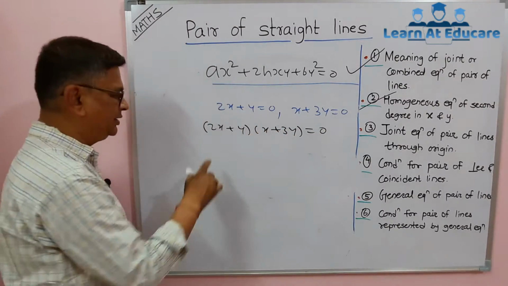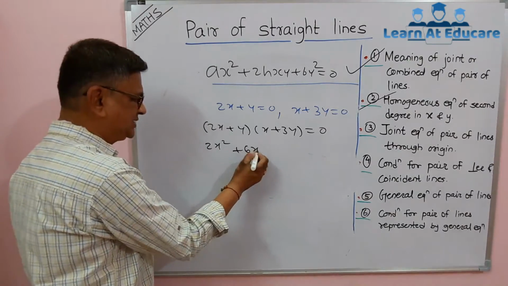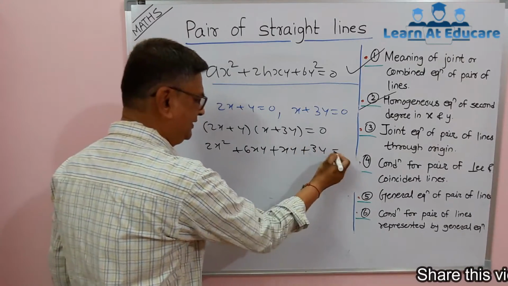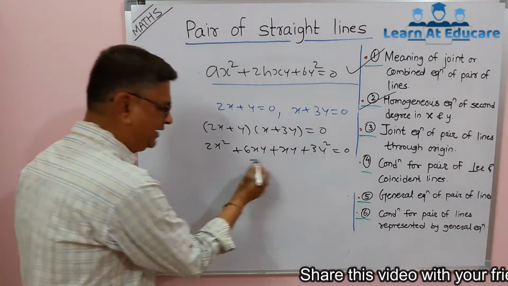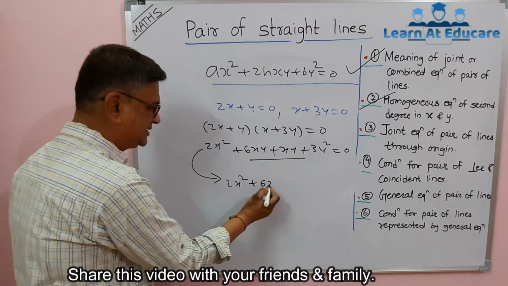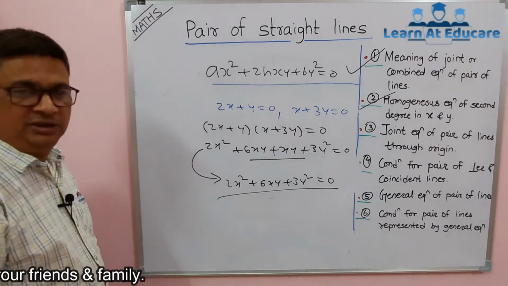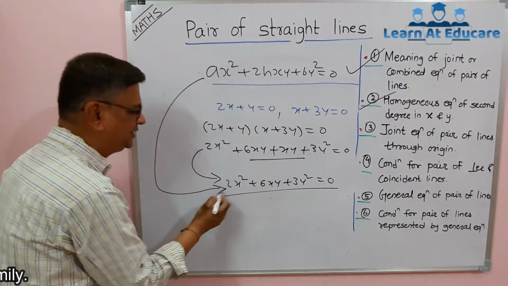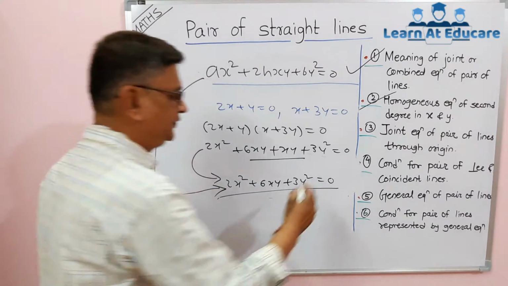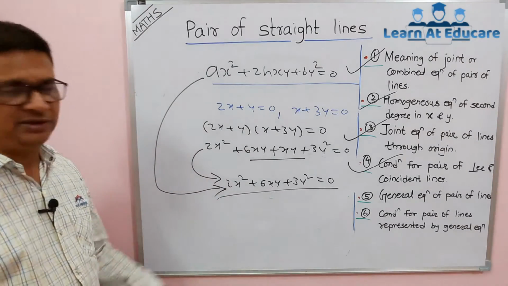Then if you solve the bracket, 2x into x is 2x square, 2x into 3y is 6xy, plus y into x is xy, and plus y into 3y is 3y square. You can add these two terms, therefore its equation will be 2x square plus 6xy plus 3y square equal to 0. Can you see this equation is comparable with ax square plus 2hxy plus by square equal to 0. Then we have the conditions for parallel and coincident line.